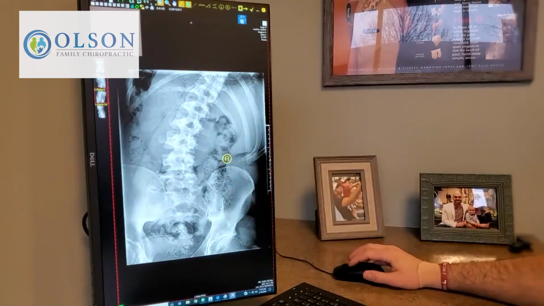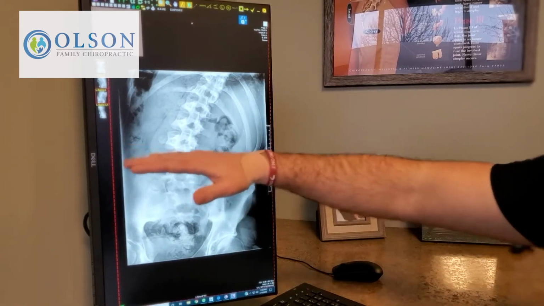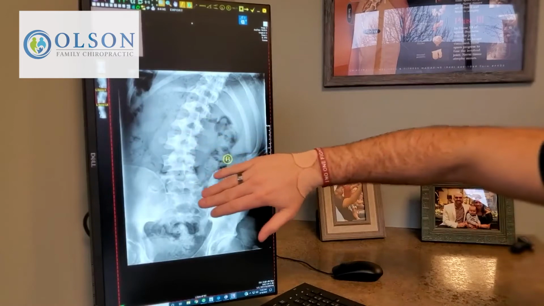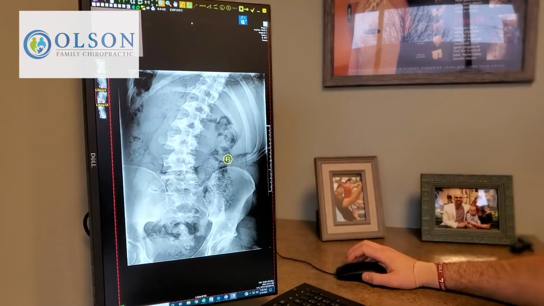If you follow my cursor, which we can see on the screen, each one of these lumbar vertebrae is toppling over the one below it, and that creates kind of a C motion here as this person is bending to the right.